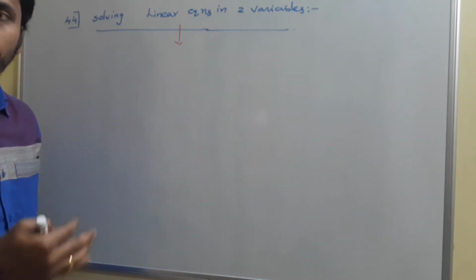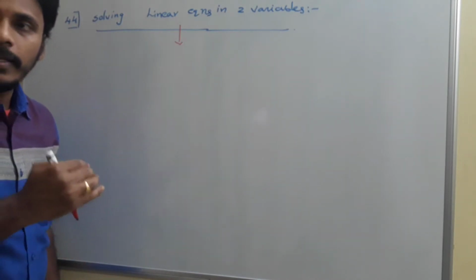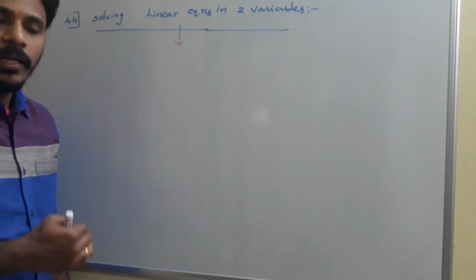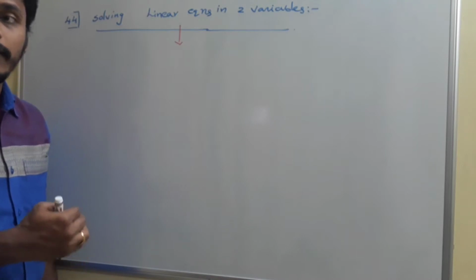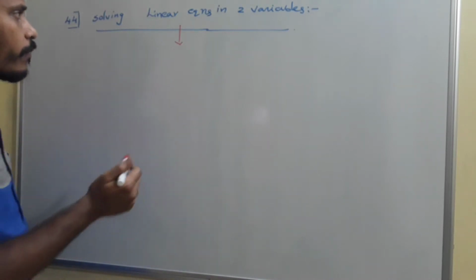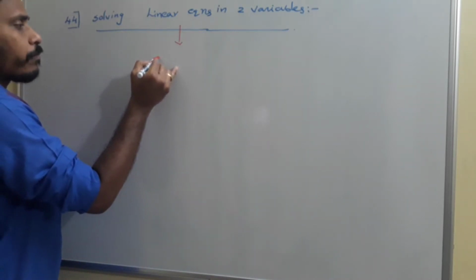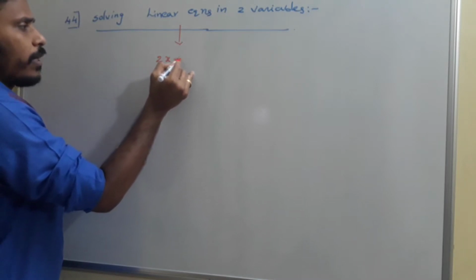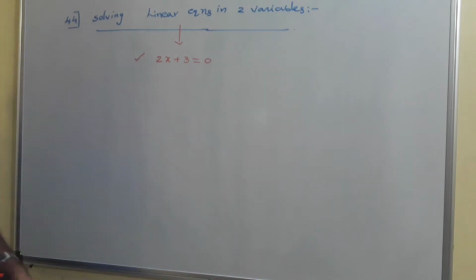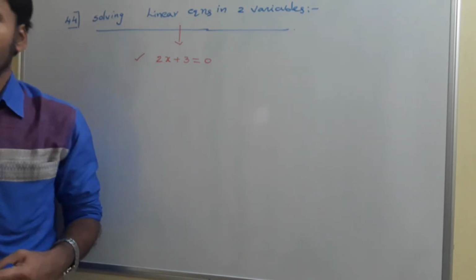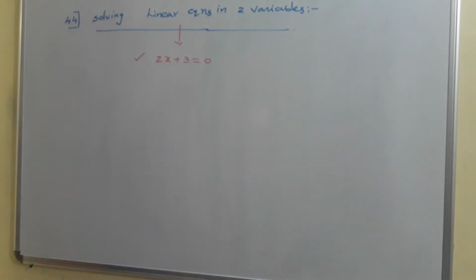There are different types of linear equations. Linear equation in one variable, linear equations in two variables, linear equations in three variables. Like that, there are different types of linear equations. Suppose I say 2x plus 3 is equal to 0. Just think about it. 2x plus 3 is equal to 0 is a linear equation in one variable, right?